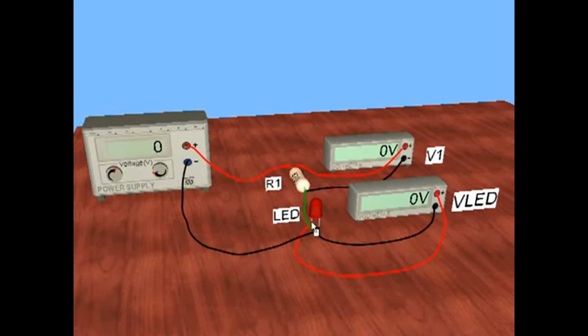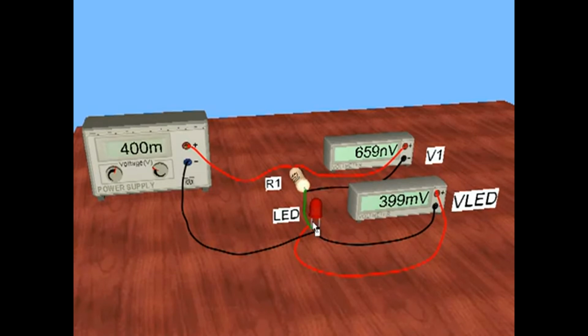I've replaced R2 with a light emitting diode, so we can see how the voltage splits up between a resistor and a semiconductor. Right now we have 0 volts, and I'm going to go over to the fine adjust and slowly increase the voltage. And you can see as the voltage is coming up, almost all of the voltage appears across the LED. The LED voltage is in millivolts, and the voltage across the resistor is in nanovolts.